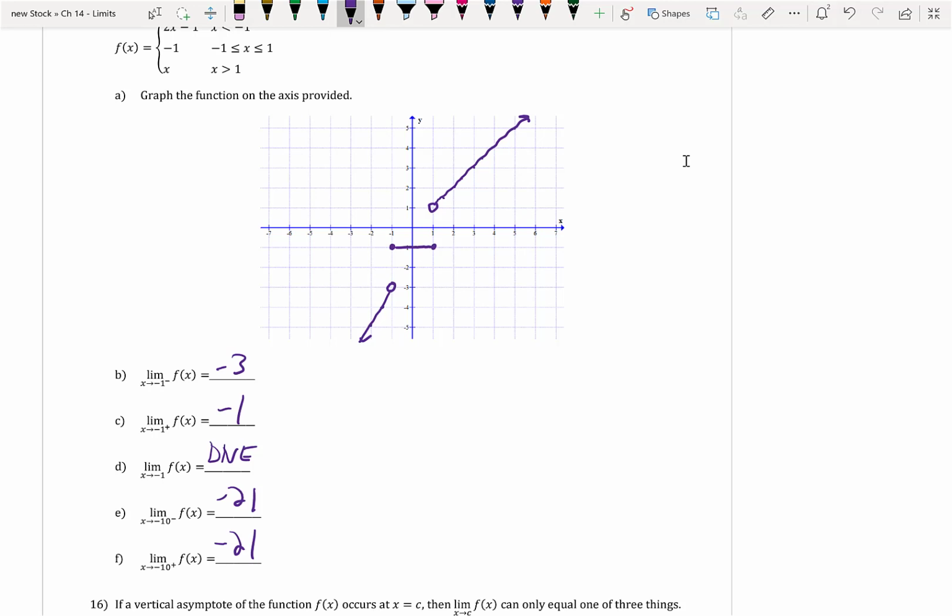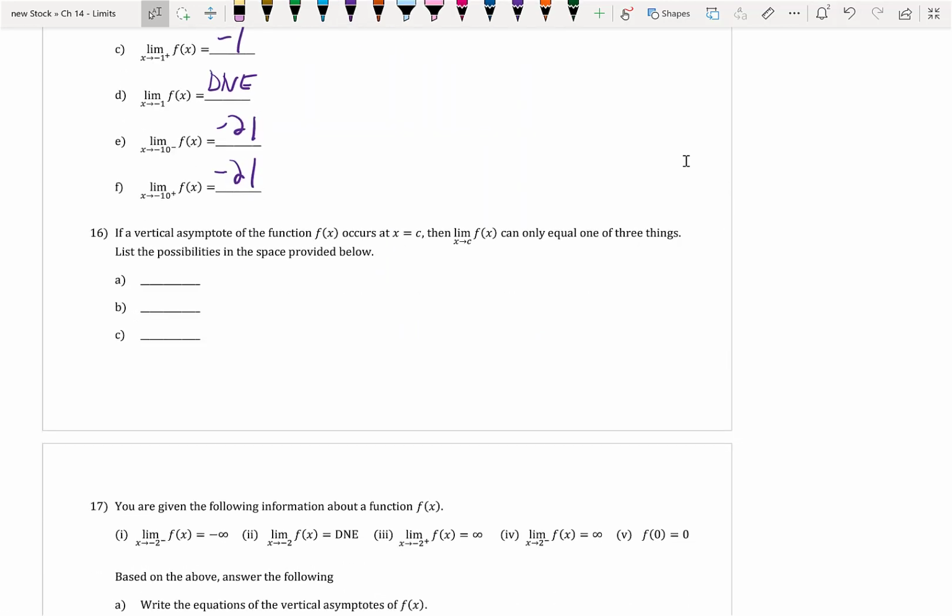New question. I want you to read this and tell me what you think here. Just start putting things down. If a vertical asymptote of the function occurs at x equals c, then the limit can only equal one of three things. Vertical asymptote wherever the x value is c, just at this place. You're not saying that there is a point there. I'm not saying that c is a point on the graph. I'm just saying at this particular c value. So what are the three possibilities?